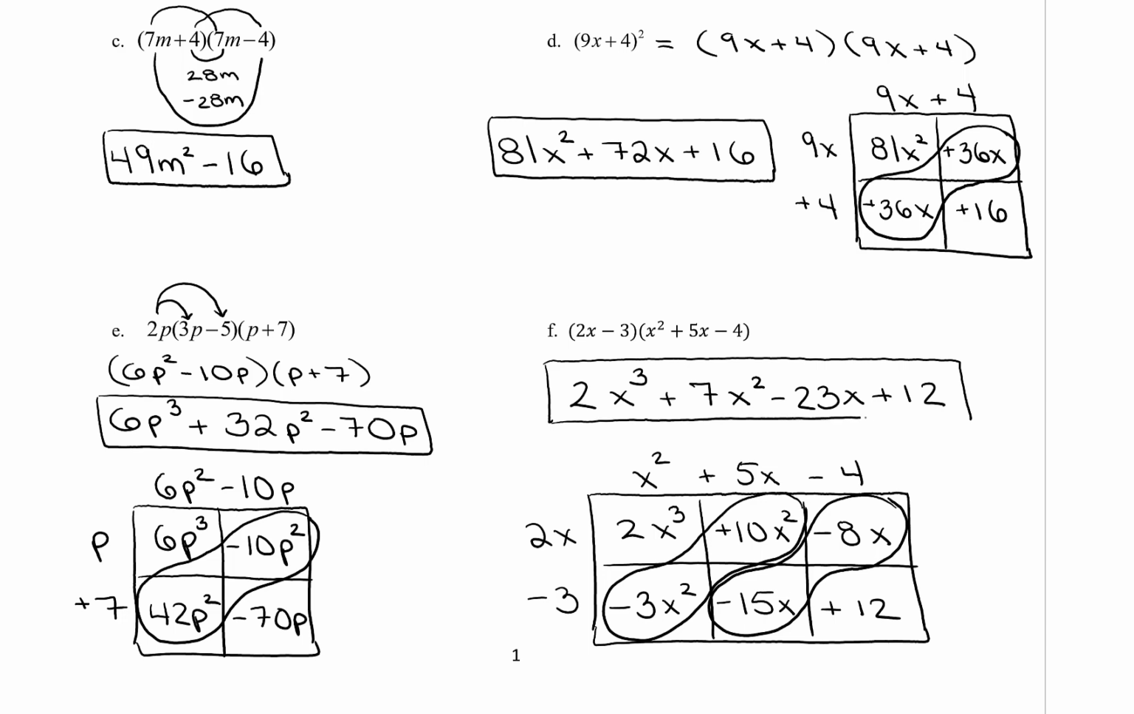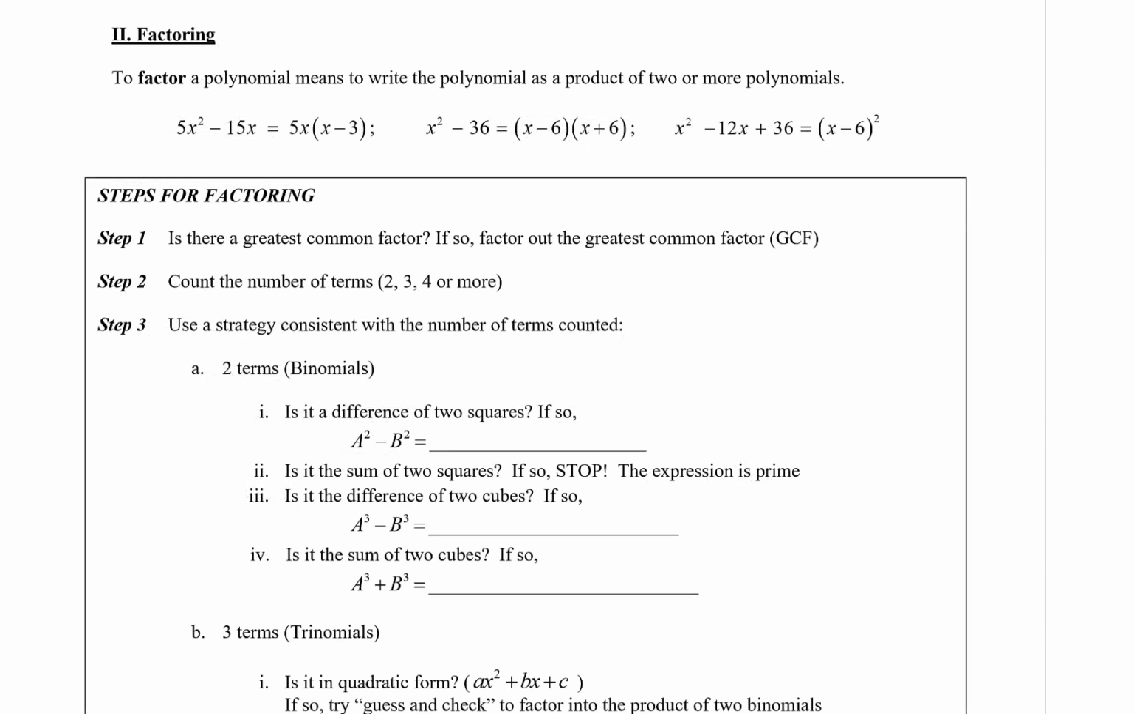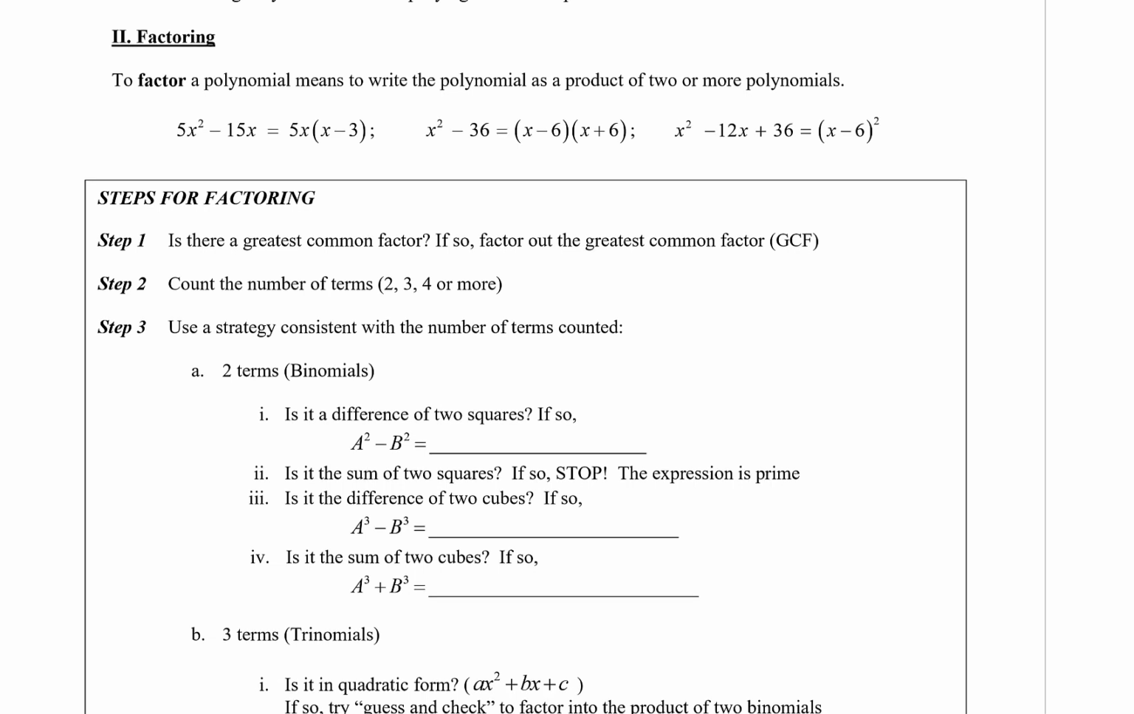Our second section is on factoring. To factor a polynomial means to write the polynomial as a product of 2 or more polynomials. Here we have some examples. 5x squared minus 15x, we can factor out the GCF, which would give us 5x times the binomial x minus 3. We have x squared minus 36, which is the difference of two perfect squares, which will factor into two binomials. It'll factor into x minus 6 times x plus 6.